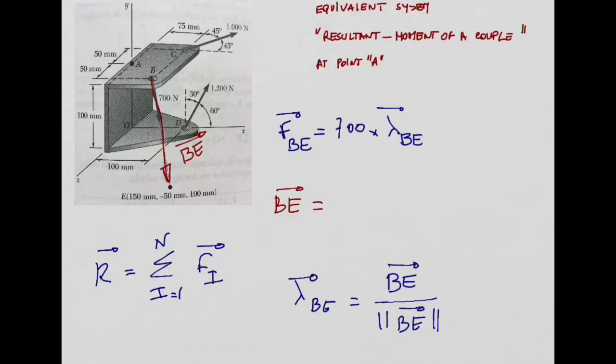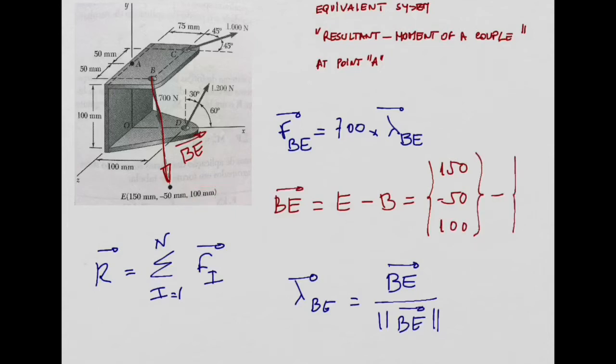E minus B, yes, very good. I know the coordinates of point E, they are given. I know the coordinates of point B. If I subtract the coordinates of these two points, I get my vector BE. So point E, what is the X coordinate? Is this one, 150, you agree with me? What is the Y component of point E? Minus 50, right? Z component, 100.